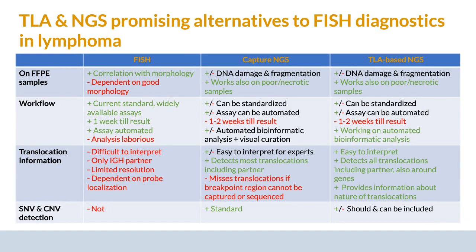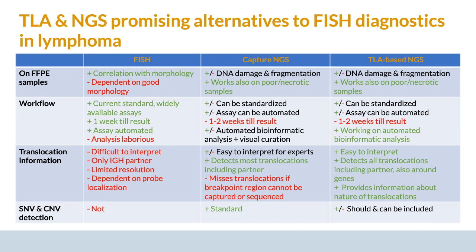So basically, let's come to the conclusion of all this, the conclusions for Daphne and me. So for FFPE samples, FISH is in the left column, the capture NGS in the second column, and in the third column we have the TLA results. FISH at this moment has beautiful correlation with morphology. You can actually see your cells and where the FISH signal sits in which cells. But you're also dependent on a very good morphology.